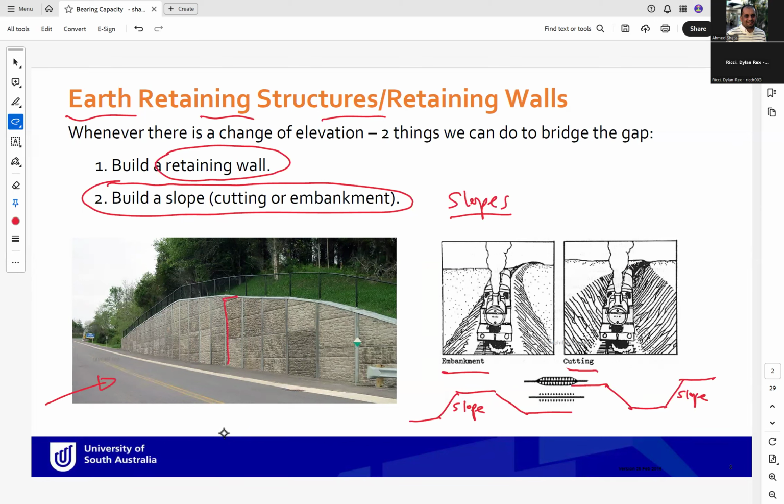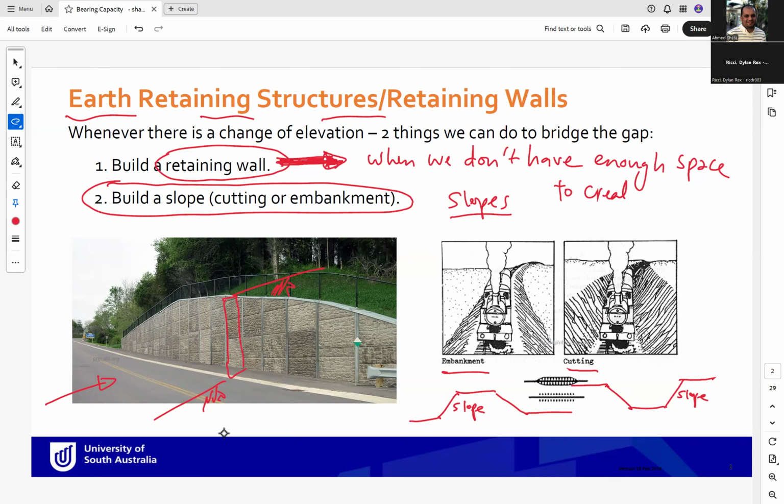So as you can see, this is our retaining wall. This is a high soil level, and here is a lower soil level. The idea here is when we need to build a retaining wall instead of a slope: when we don't have enough space to create a slope, because a retaining wall is more expensive. It needs to be designed, and it will be made from a stronger material, for example concrete or rock and so on. So we build retaining walls in special cases when we don't have enough space to make slopes.